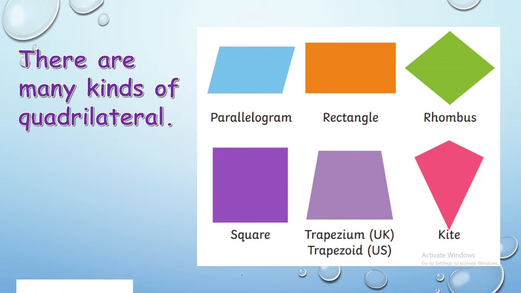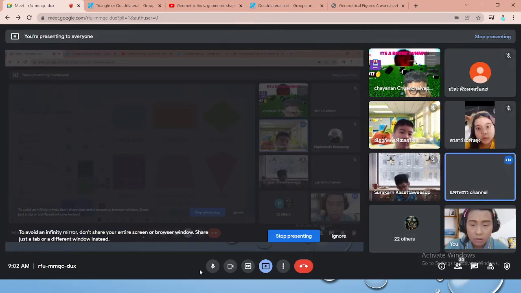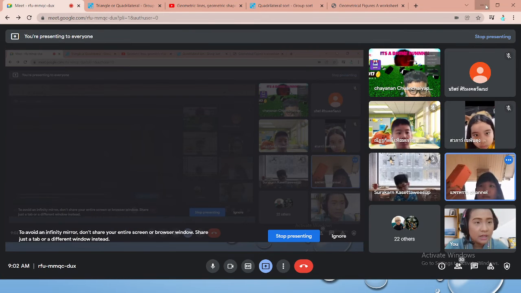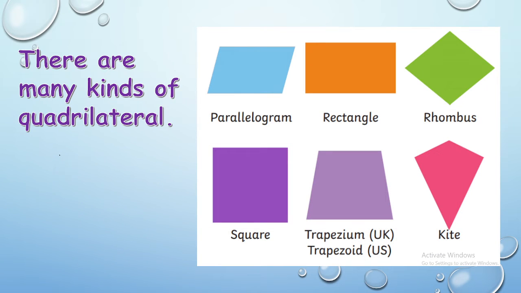Teacher, is this a kind of quadrilateral? Yes, even if the sides are not the same. For example, this one is short, this one is long, this one is a little long. This one is still a quadrilateral because it has four sides and four angles.